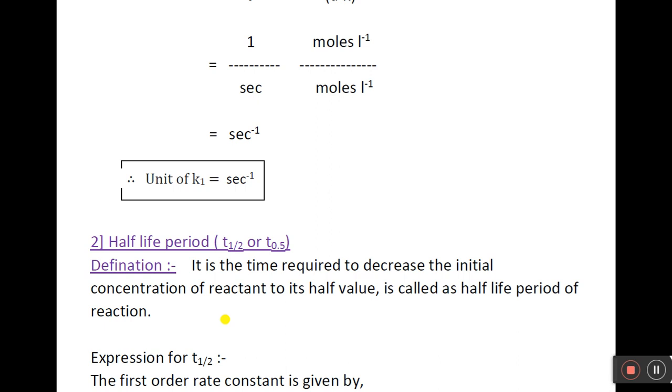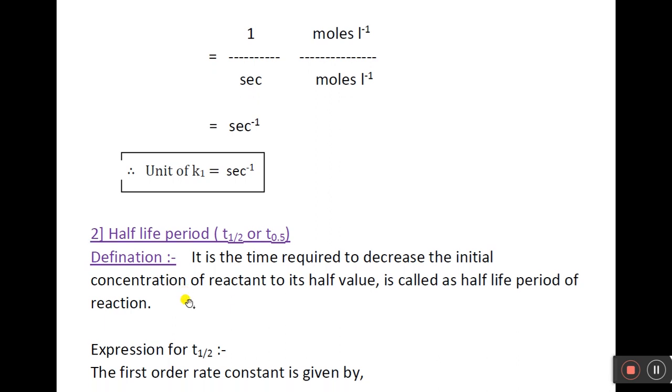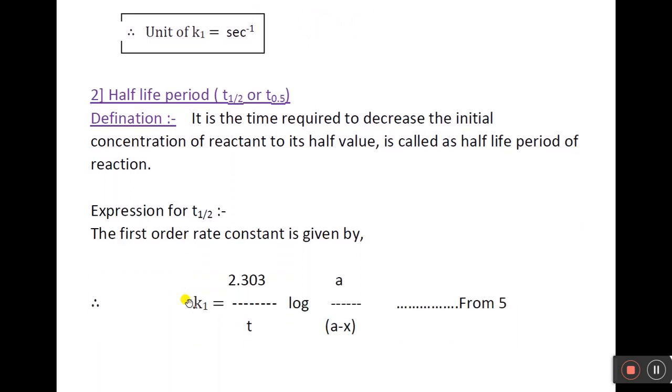Now let us see the expression for half-life period of first order reaction. The first order rate constant equation is given by equation 5. k1 is equal to 2.303 upon t log of a upon a minus x. This is equation 5. Now, as we saw, what is meant by half-life? It is the time required to decrease the initial concentration to its half value or 50%.